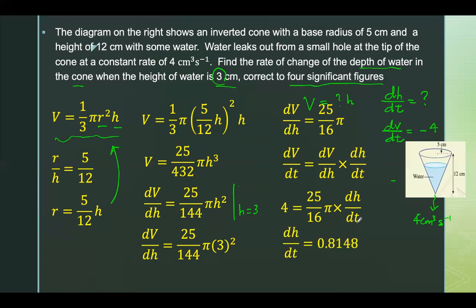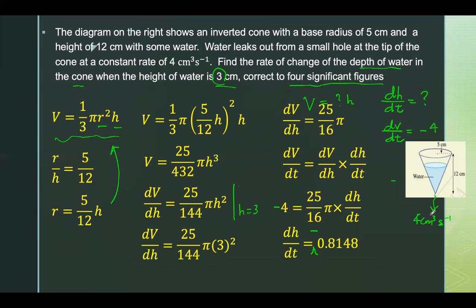So what is dH/dt? dH/dt is 0.8148. It's decreasing, the rate of change of the depth of the water. So it should be negative here, because it's decreasing. So the height will be decreasing.